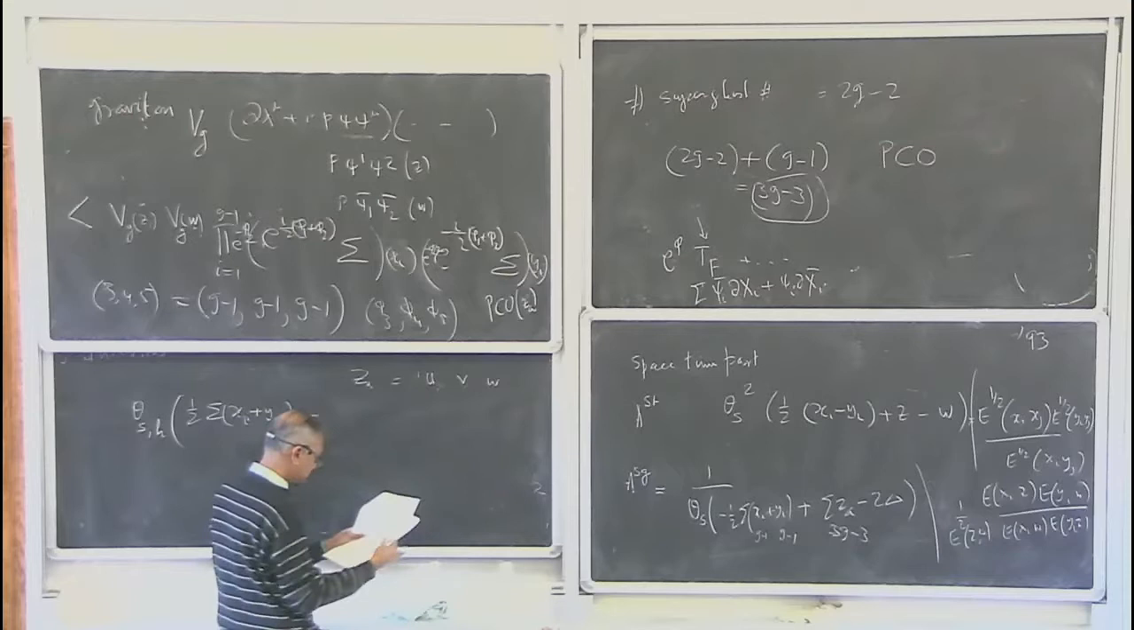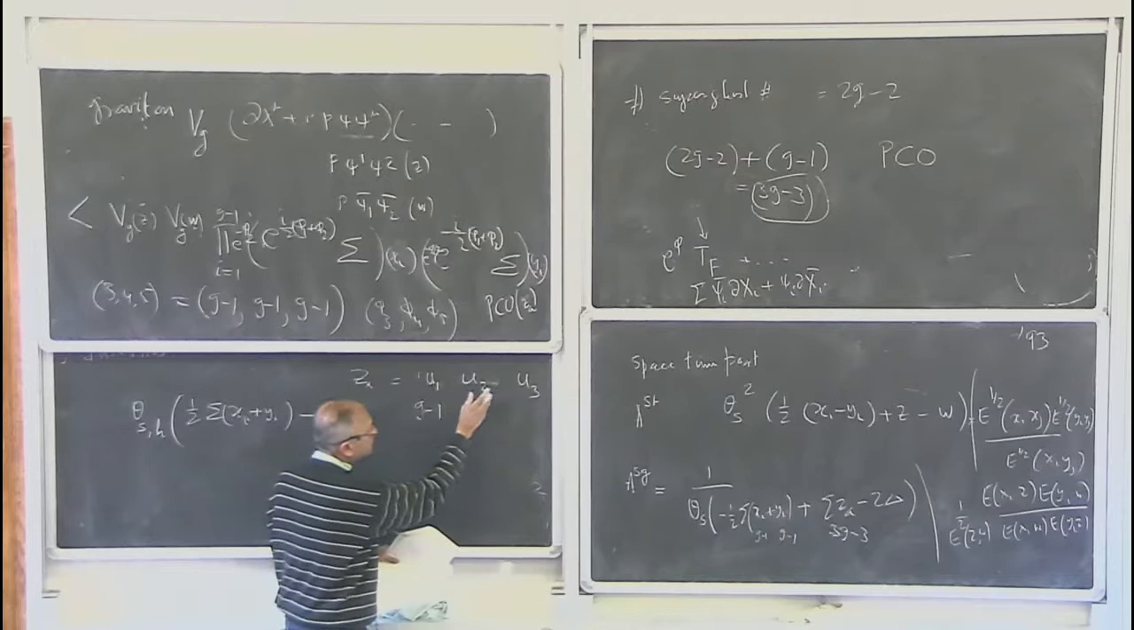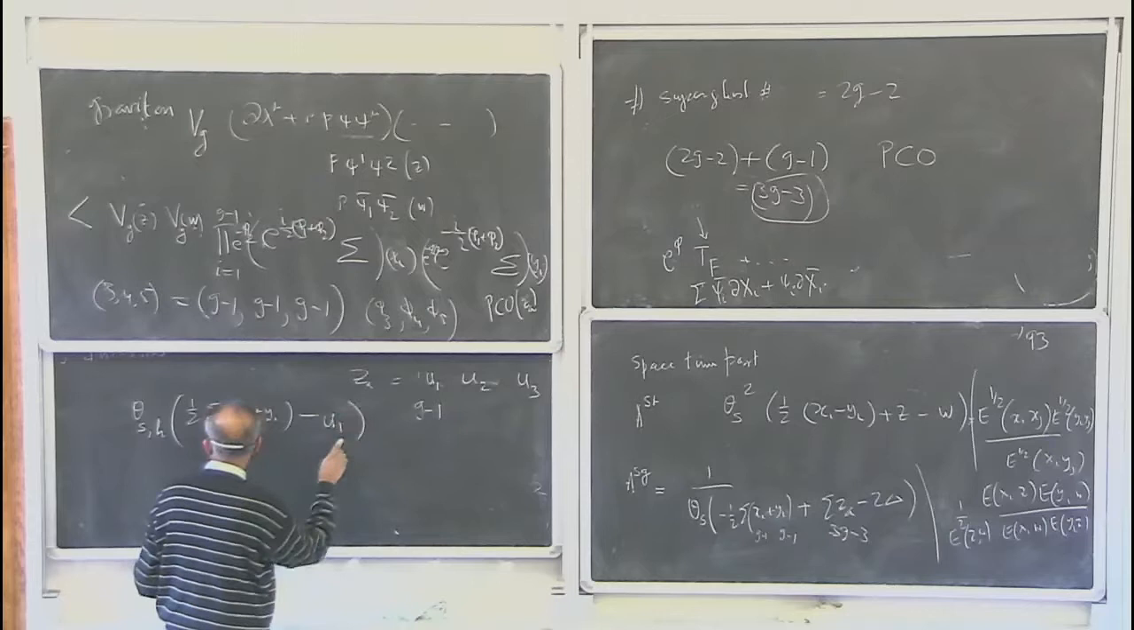Let's call it U1, U2, and U3. So there are G minus 1. This is a grouping. There are 3G minus 3 of them. You group it into G minus 1, G minus 1, G minus 1, and then take all partitioning. Take into account the anti-symmetrization, correct anti-symmetrization properties, etc. So let's say this is the U1, and the same thing.